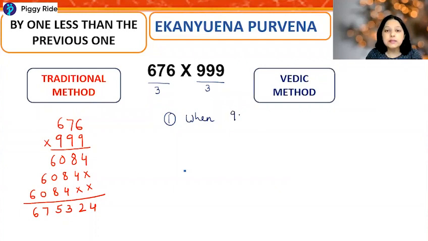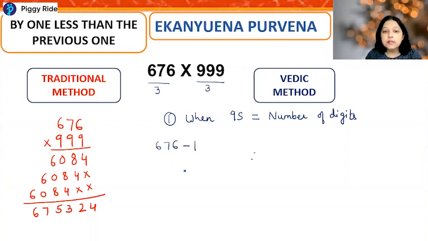When the number of nines is equal to the number of digits. Like in this example, you can see 676, a 3-digit number, we want to multiply it with 999, which is again a 3-digit number. So in this case we have to apply 2 basic steps. Step number 1, you subtract 1 from the given number, that is 676 minus 1.